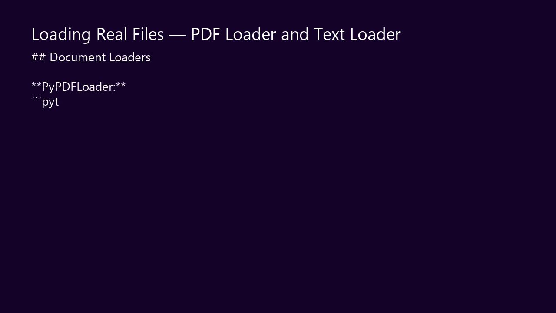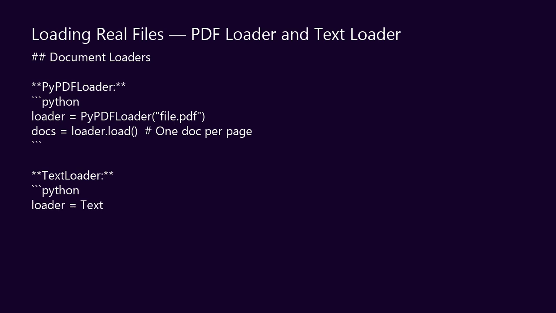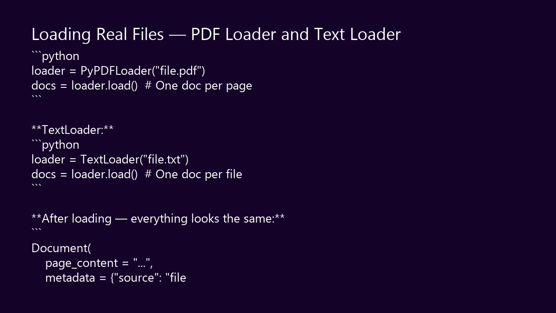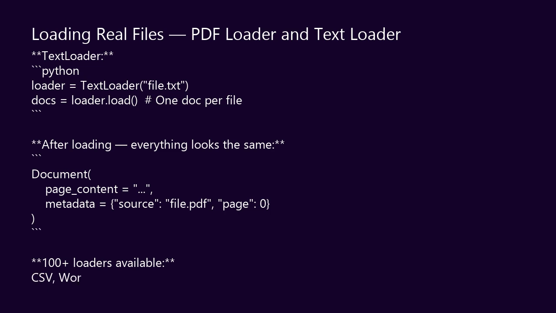Now the fun part. Loading real files. LangChain has specialized loaders for every file type. Today we'll use two of the most common ones. The PyPDF loader reads PDF files page by page. Each page becomes a separate document object with the page number in the metadata. This is perfect because when you cite a source, you can say exactly which page the answer came from.